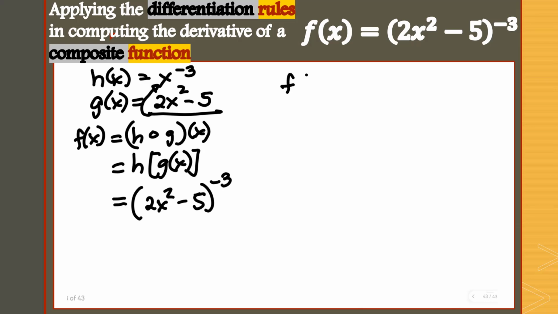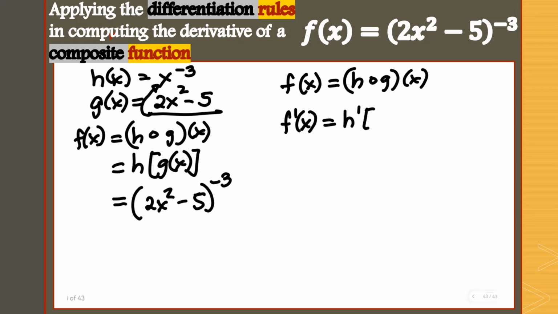If we have f of x again, which is h of g of x, the first derivative of that uses this formula: the derivative of h, considering this as one entity, using the power rule for differentiating a power, then times the derivative of the expression here, g prime of x. That is the chain rule. Now let's move into the possible solutions.